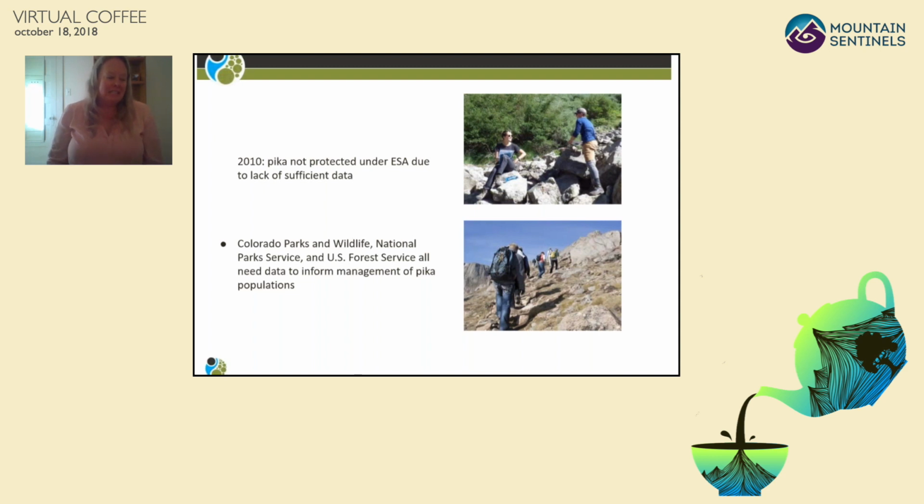There's 3 agencies now that are using our data on pika: Colorado Parks and Wildlife, the National Park Service, and the U.S. Forest Service. And then we've worked with a bunch of other researchers and other pika citizen science projects across the West to put together a paper that we just submitted to Nature Climate Change that is looking at ways to predict climate impacts on mountain mammals, and I think it's got some really interesting results.